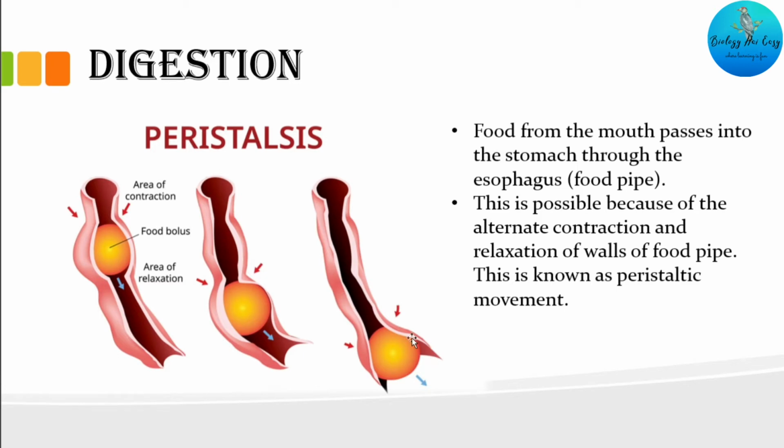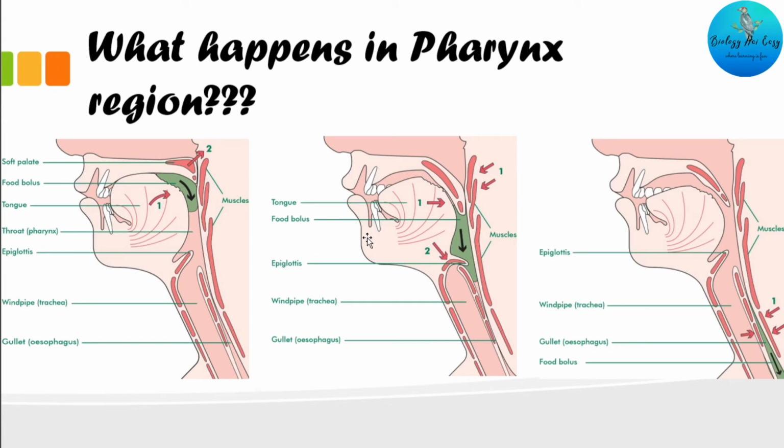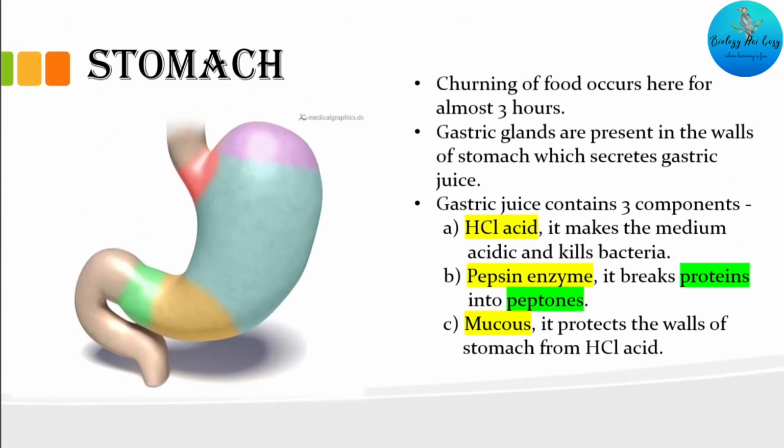In my previous video, we saw a region called the pharynx, right? It has 2 parts, the nasopharynx and the oropharynx. Through the nasopharynx, air passes and through the oropharynx, the food passes. Now, you can see a flap-like structure called the epiglottis. It prevents the entry of food into the nasopharynx area. Let's see what happens to the food after it reaches the stomach.